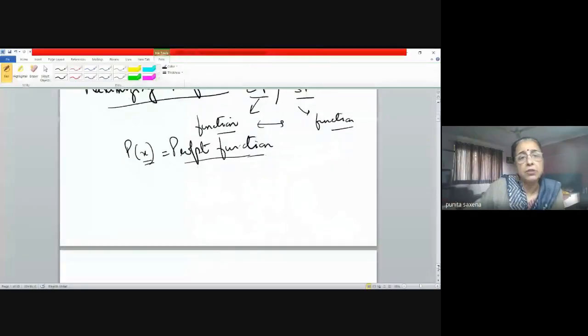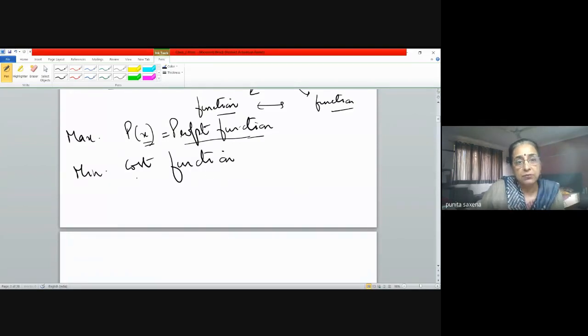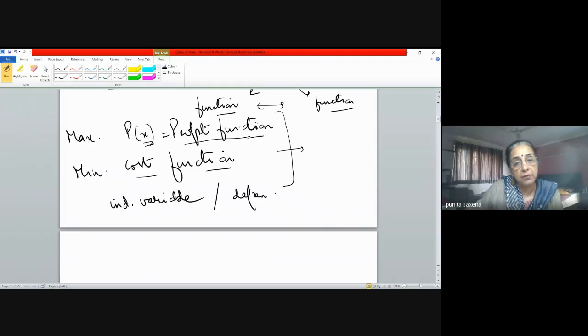So when we talk of the profit function, it has to be maximized. Similarly, I might have to minimize the cost function, because of course the cost of production has to be minimized. But the only difference we have to understand here is that everything will now be a function. And if I have a function, that means I have an independent variable and I have a dependent variable.